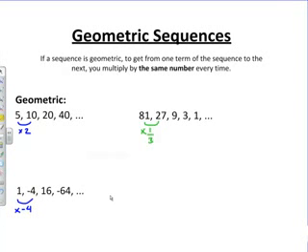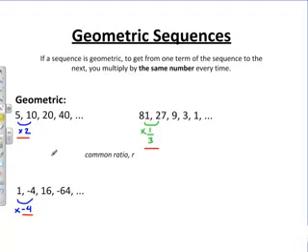Just like in an arithmetic sequence, you have a common difference. In a geometric sequence, you have what's called a common ratio. There's two ways to think of a common ratio. First of all, it's just the number that you're multiplying by each time to get the next term in the sequence. So my common ratios for each sequence here are 2, a third, and -4.